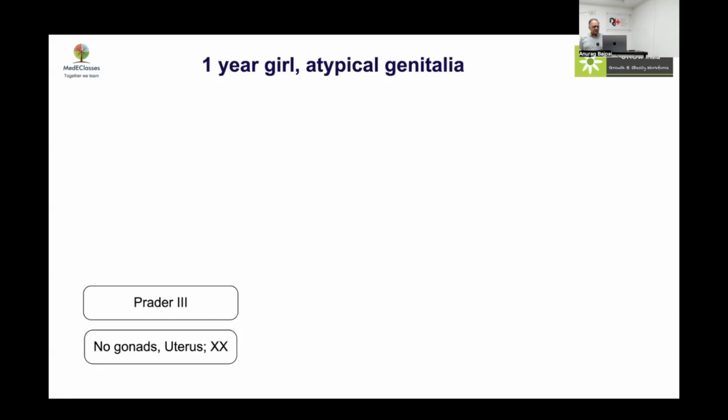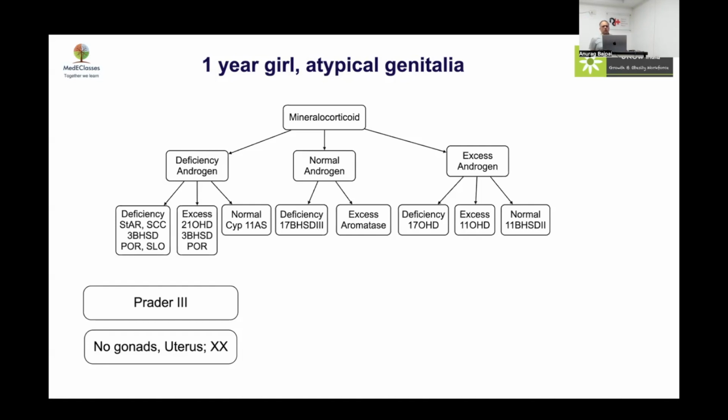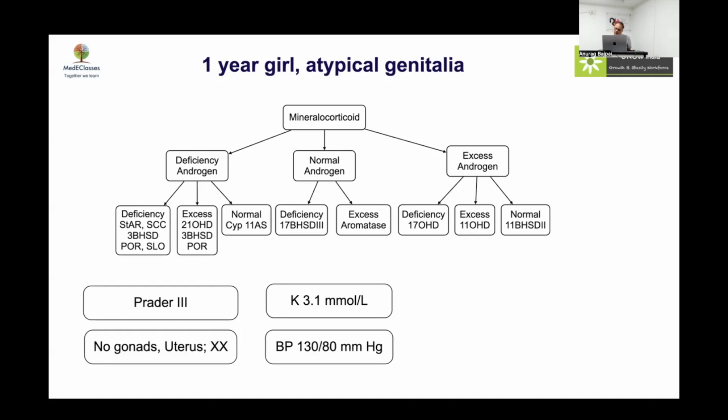Dr. Vibha, we have a 1-year-old girl with atypical genitalia. She is Prader 3, so there is definite virilization. There are no gonads and the uterus is there, so this is an XX DSD. Now you will look at the mineralocorticoid status. Here the potassium is 3.1, on the lower side. Yes, it's going towards the mineralocorticoid axis. So mineralocorticoid is more and androgen is more.